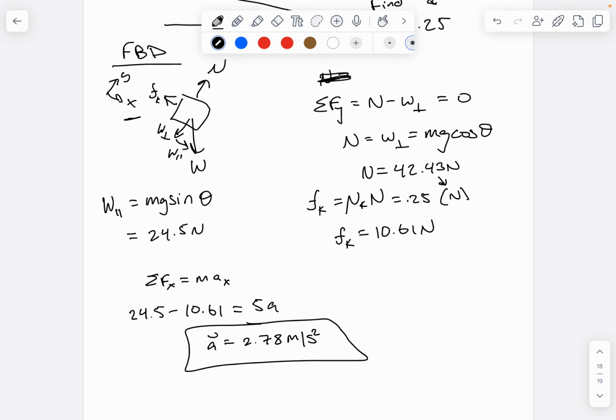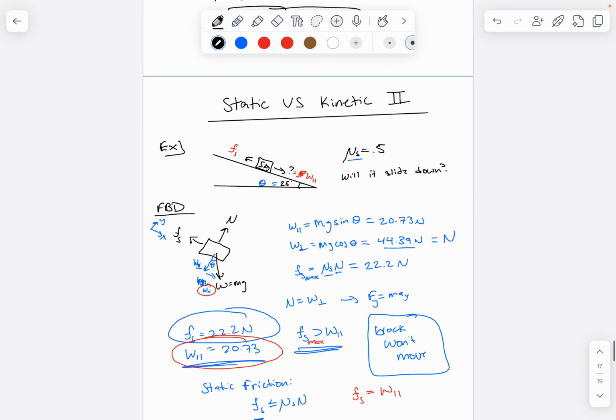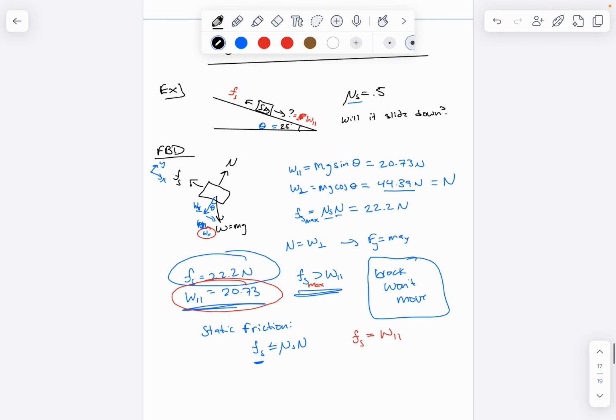And there you go. That is how we solve slightly more difficult kinetic friction and static friction problems. This is most likely how it'll be on your exams. So hopefully that helped. And if you're still confused, watch my previous video where I explain the basic concepts of both these types of friction.